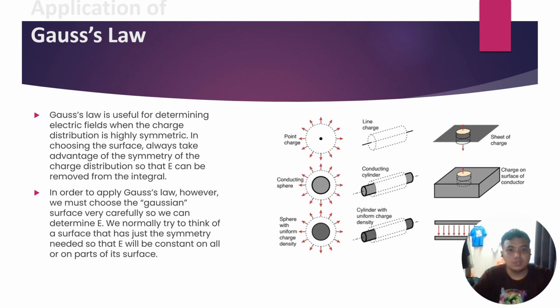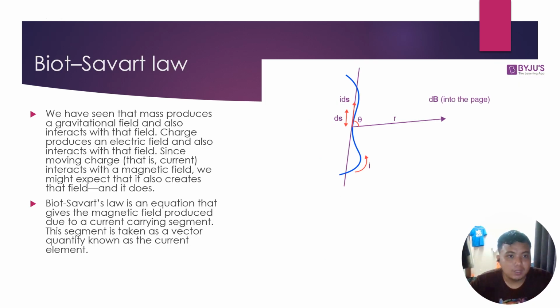So just like we can see in the image, we have the point charge, the line charge and the sheet of charge. We have the conducting sphere, then the conducting cylinder, a sphere with uniform charge density and a cylinder with uniform charge density, and the charge on the surface of a conductor. So we go to the Biot-Savart law.